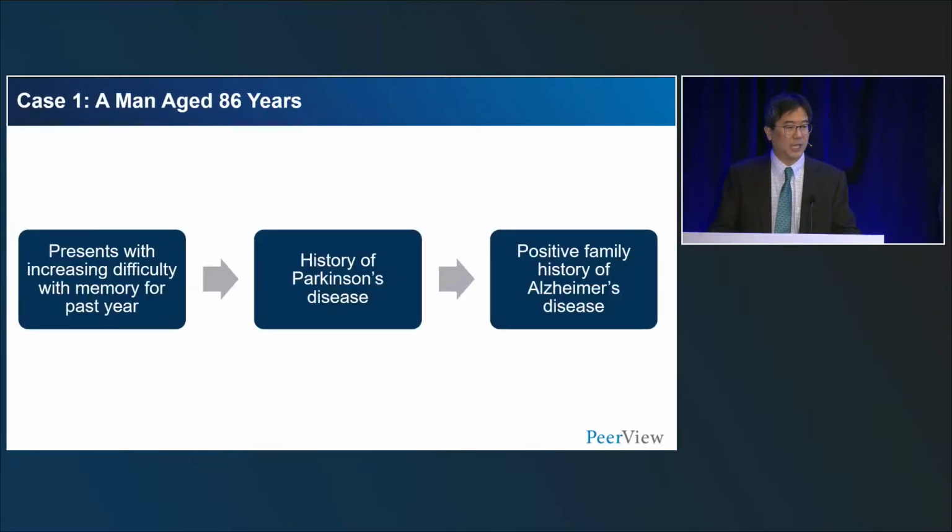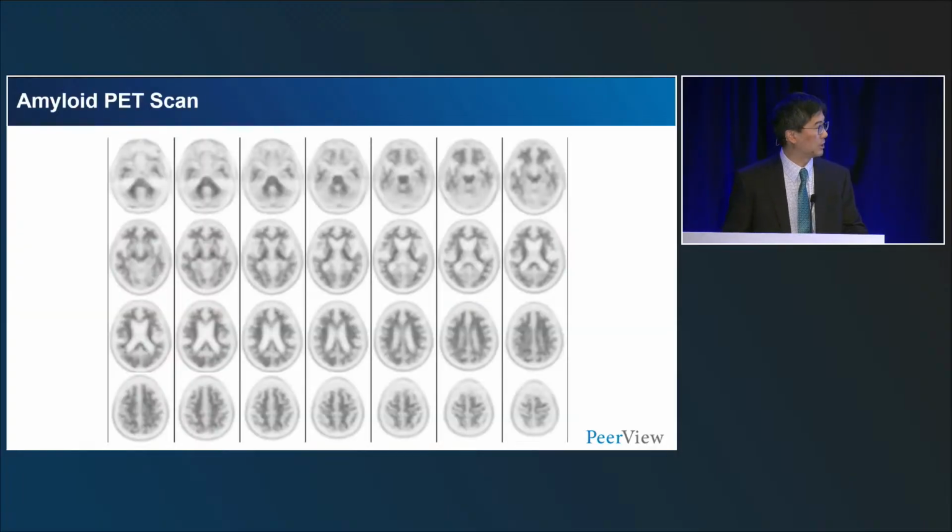All right, first case. We have a man who is 86 years old. He presents with increasing difficulty with memory for about a past year, so pretty recent. He also has a little bit more of a complicated history of another neurodegenerative disease, Parkinson's disease. Had that for a few years. You can develop a Parkinsonian dementia, but that usually happens years and years after your diagnosis. Also, additionally complicating, has a positive family history of Alzheimer's disease. So reasons to be concerned, but also reasons that the symptoms may not even be due to Alzheimer's disease.